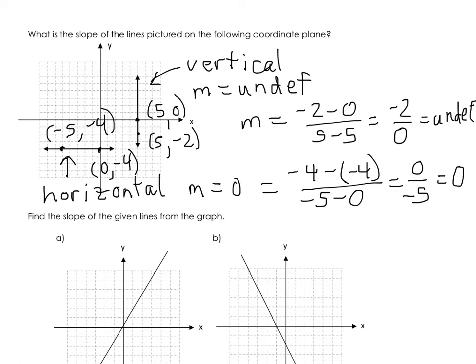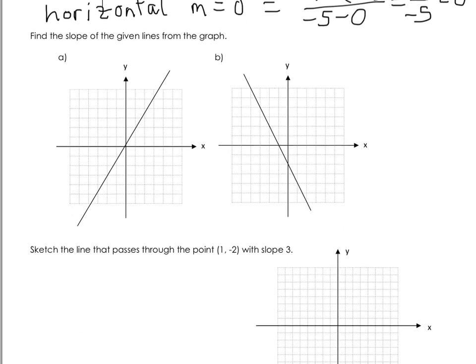Vertical lines, undefined slope, causes division by 0. Horizontal lines, the slope is 0 because you have 0 in the numerator.